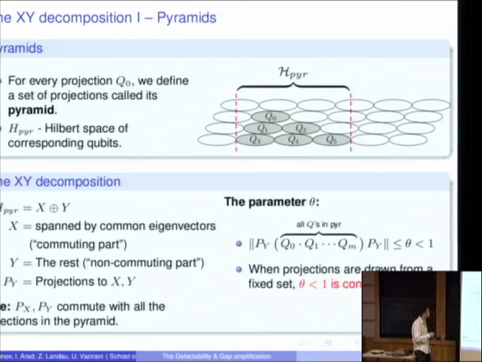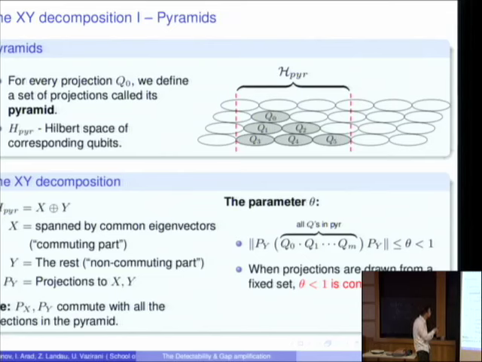And the main object in this decomposition is what we call a pyramid. And a pyramid is just a collection of projections, and that is defined as follows. We start with one projection, say in the third layer here, and we now look at all the projections underneath it that intersect with it, and we add them to the pyramid, and then we look at all the projections below that and add them, et cetera, et cetera. We get this pyramid-like structure.